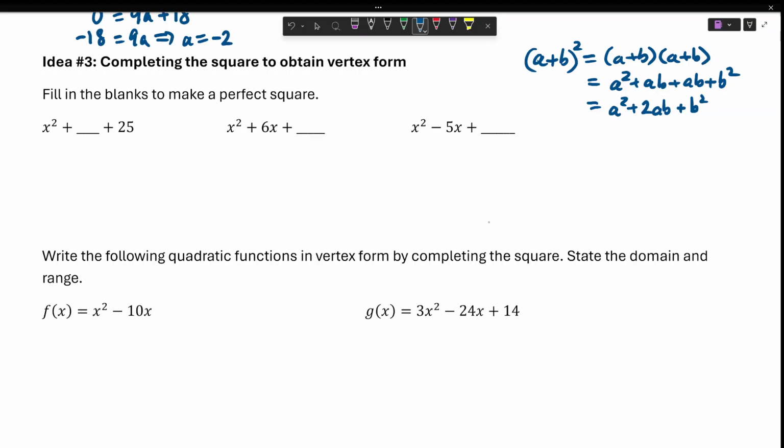So if you want to make something into a perfect square, it needs to look like this. Let's do the first one. You have x squared and you have 25, and you have to guess at the middle term. The first term should be a squared, so a should be x. The last term is b squared, so b should be 5, although it could also be negative 5.